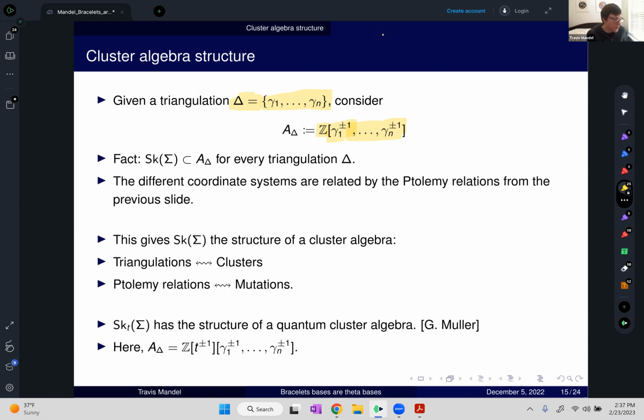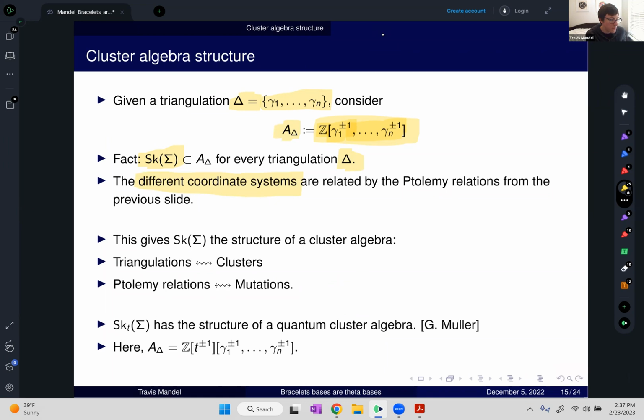While you type, I'll mention there's a fact that in general, any element of the Skein algebra can be written as an element of this ring for any triangulation. So the Skein algebra can be realized as a subring of this A delta, no matter what triangulation delta you use. So you can think of these different triangulations as giving different coordinate systems for the Skein algebra.